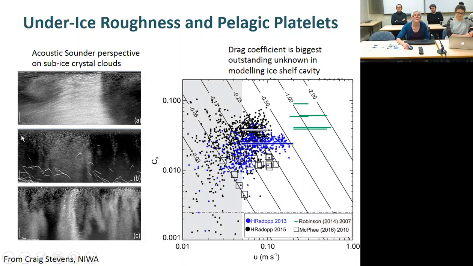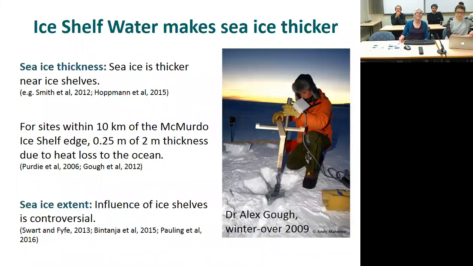So this is another way of looking at these crystals in the water. This is work done by Craig Stevens at NIWA. You can see these crystals measured by an acoustic sounder in the water column. And on the right, from I think Natalie's paper, is measurements of the drag coefficient, which is a measure of the roughness as a function of speed. And you can see that there is a huge range of possible roughnesses that appear because of the presence of these crystals at the growing ice water interface. And the sea ice is thicker than it would be if the ice shelf wasn't there. So these crystals make sea ice maybe 25 centimeters thicker in the 2 meters of ice thickness because of this cold water coming from the ice shelf.